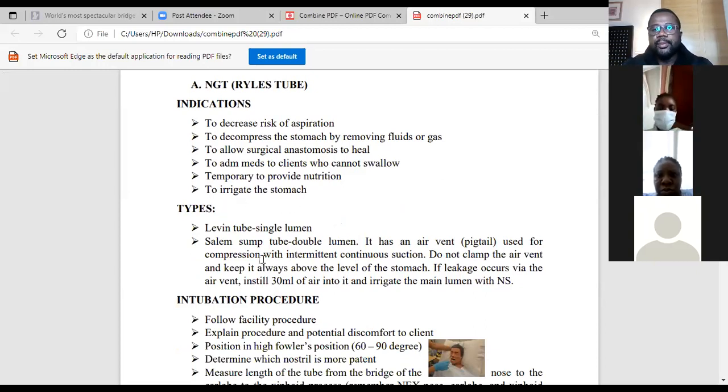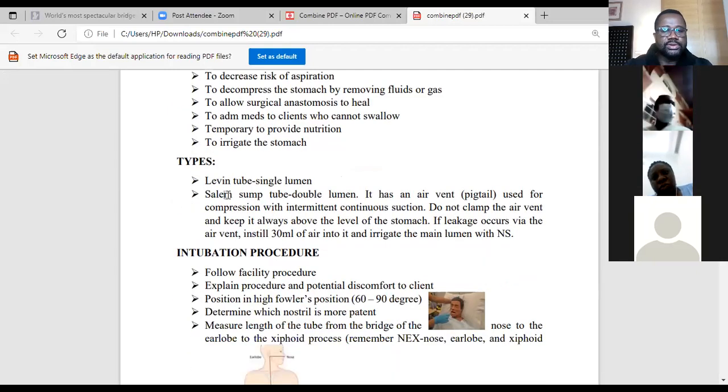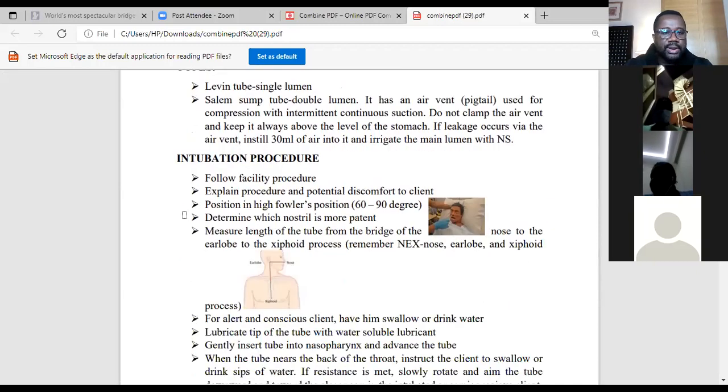Also maybe there's some sort of poisoning where they have to irrigate the stomach. They will have to pass the NG tube, also called the Ryles tube, to do that. And we have basically, this area is not much important, two types. We have the Levin tube, which is a single tube, and we have the Salem Sump tube. It's a double tube. These areas are not much more important.